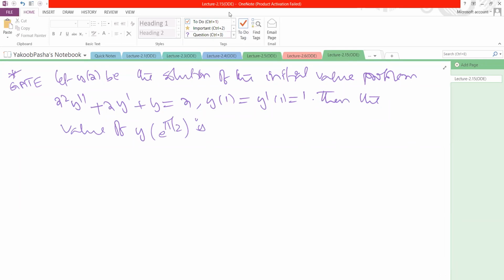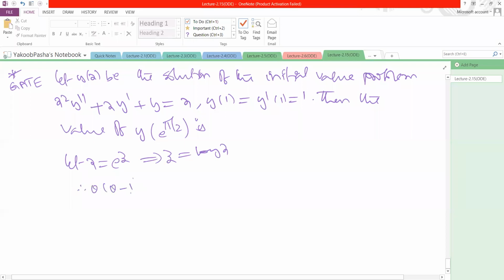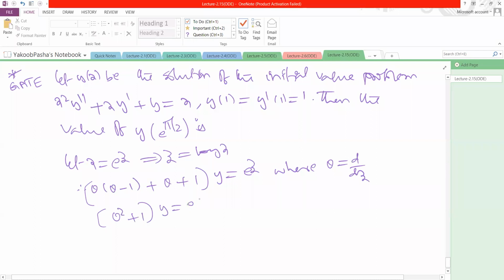Okay. Now clearly it is a Cauchy-Euler equation. So let us take x equal to e power z and z is log x. And I am writing the operator notations here: theta into theta minus 1 plus theta plus 1 into y is equal to x, meaning e power z, where theta is d by dz. Now theta square plus 1 into y is equal to e power z.